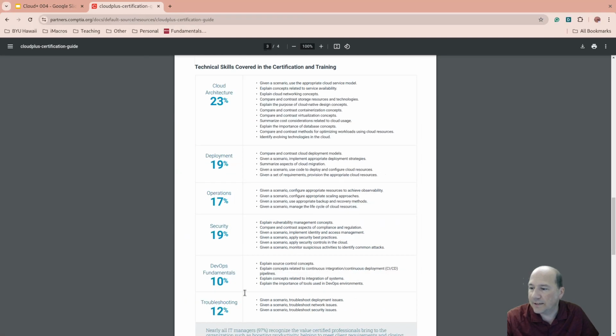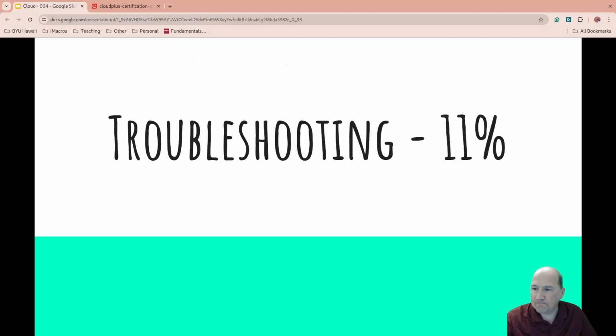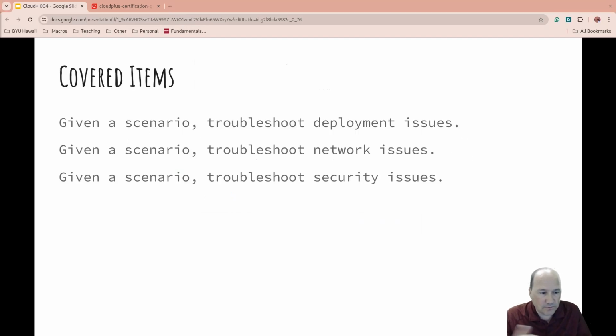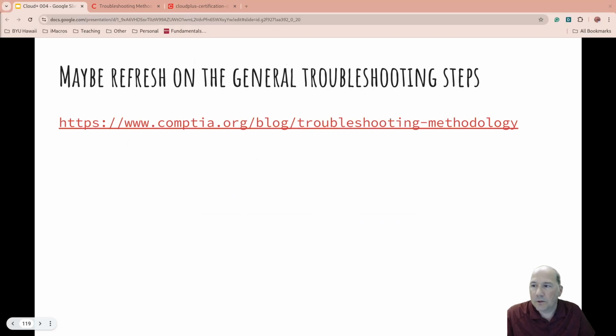So let's get into the troubleshooting. On the guide, we saw the things we're going to cover are: given a scenario, troubleshoot deployment issues; given a scenario, troubleshoot networking issues; and given a scenario, troubleshoot security issues. Wow, lots of scenarios, right? So maybe we need a first refresh on the general troubleshooting steps.